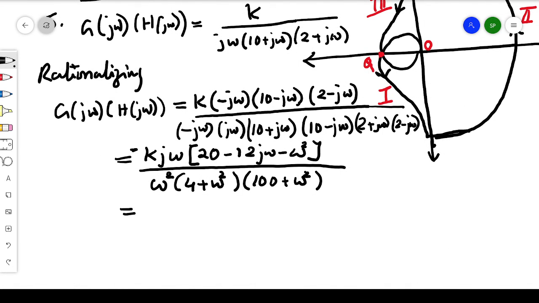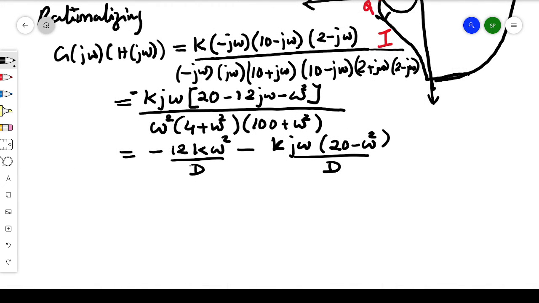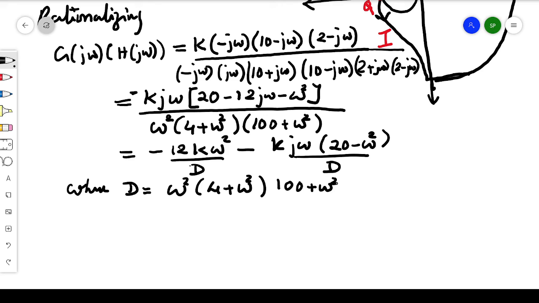Again we are multiplying, taking the real part and imaginary part separately. So multiply it and find the real and imaginary parts. So we get 12K ω square divided by D minus, I'm just writing the denominator as D for simplification purposes, into 20 minus ω square divided by D. What is this D? D is nothing but our denominator, where D is ω square into (4 + ω square) into (100 + ω square). D is our denominator, the same thing.